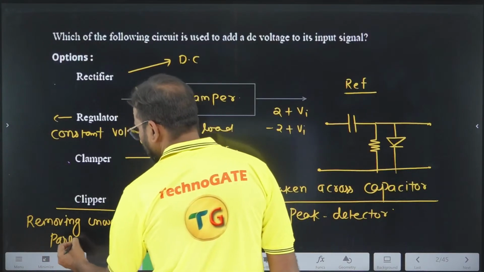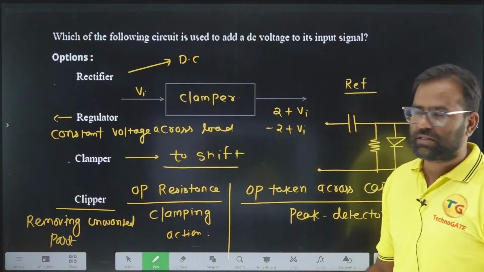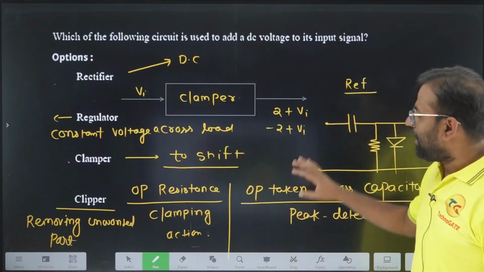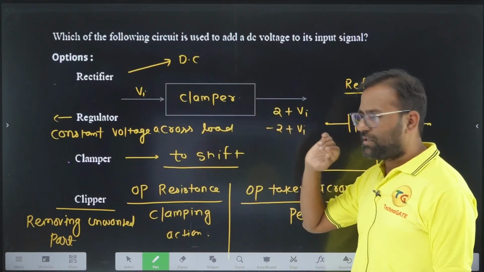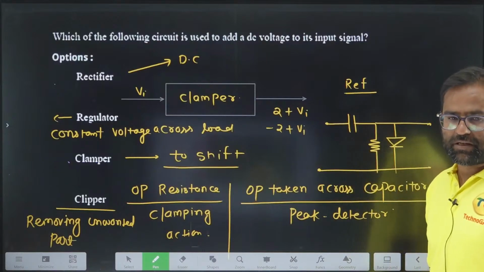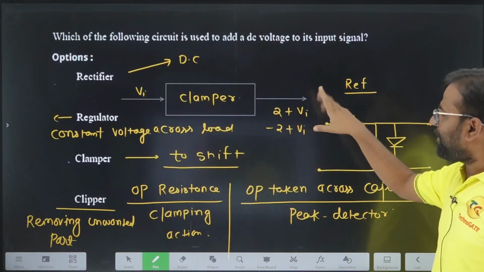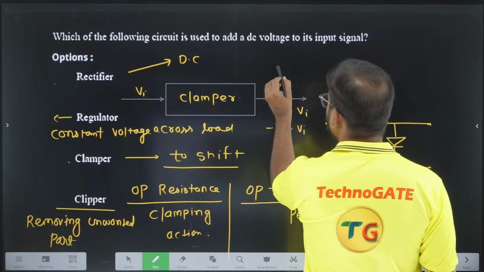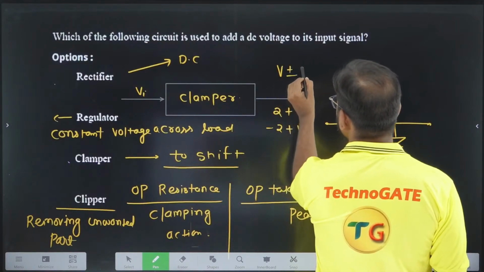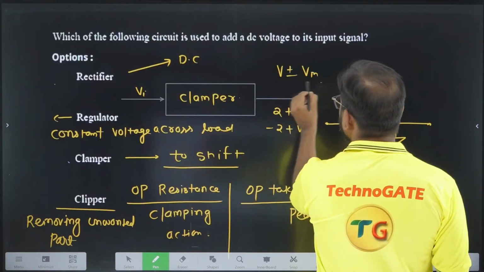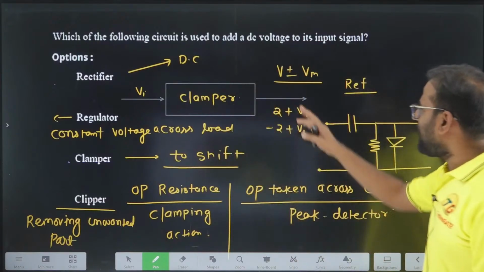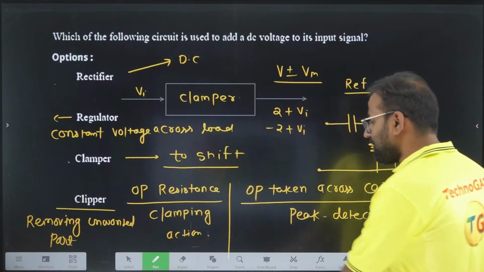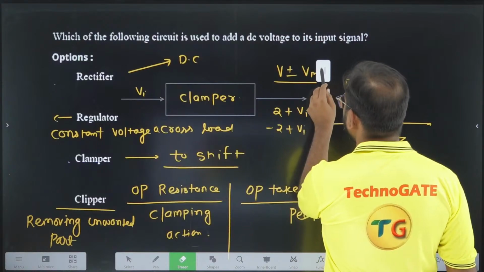The idea of removing unwanted part of the waveform is known as clipping action. So I know you have understood what is the meaning of clamper. Means you can have this type of output, or you can have this V plus minus Vm. And this clamper which I have drawn here is known as unbiased clamper. There are biased clampers also.